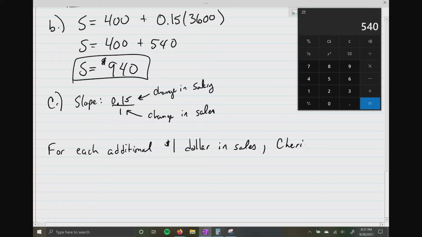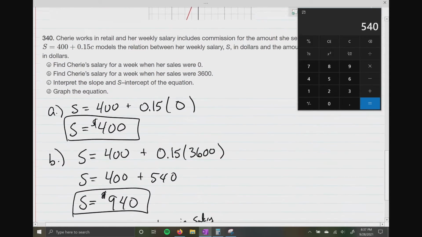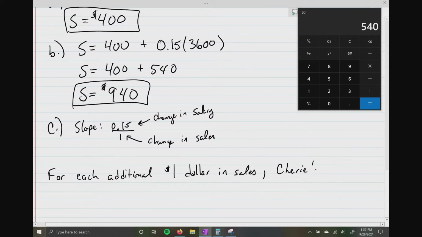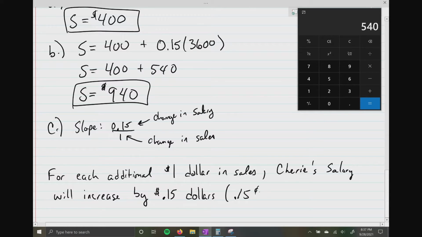I forget how to spell Sherry's name. I was right. Sherry's salary will increase by $0.15, which is really just 15 cents.